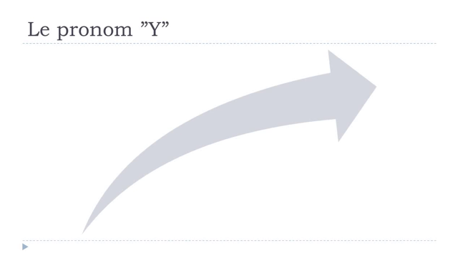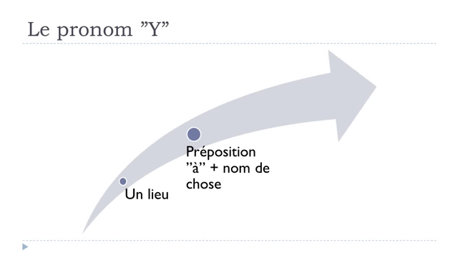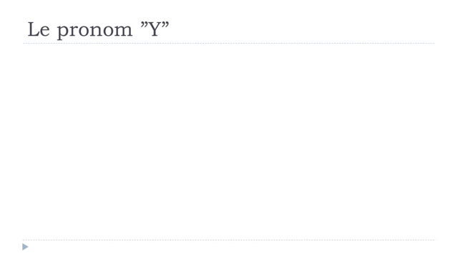So, le pronom Y, we'll say that it can replace un lieu, a place, okay? Or then it can replace la préposition à and then a noun of thing. And then we'll see how to construct it when you've got a negative form, okay? So let's see now for a place, un lieu.